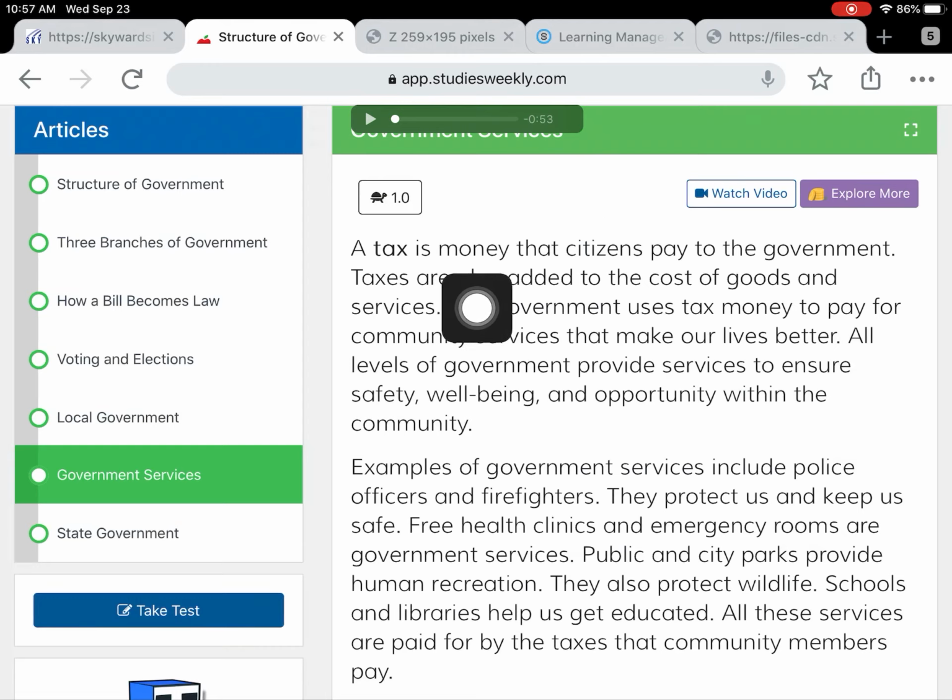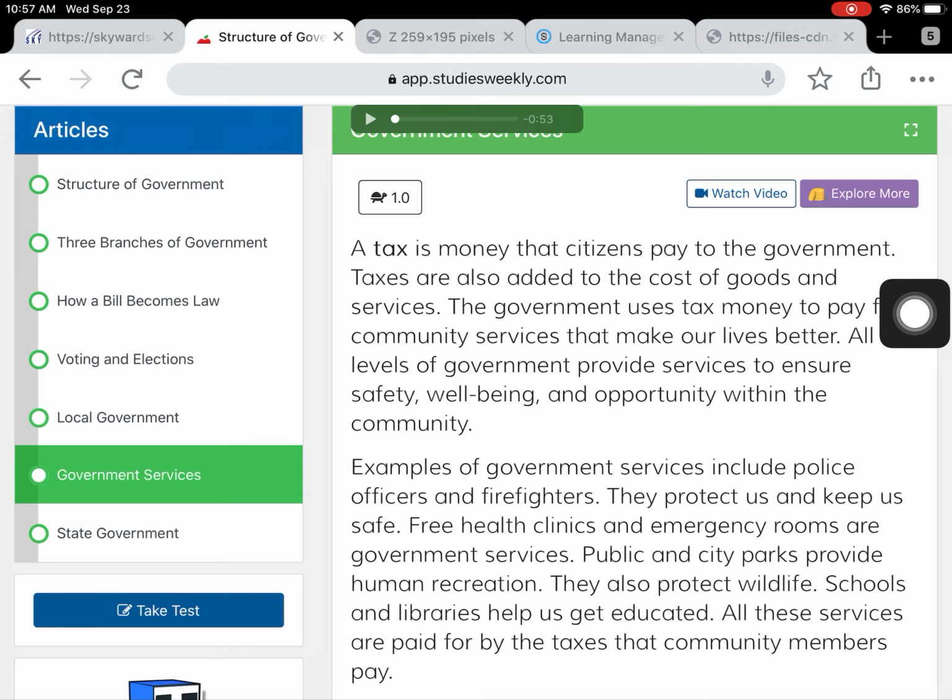Government services. A tax is money that citizens pay to the government. Taxes are also added to the cost of goods and services. The government uses tax money to pay for community services that make our lives better. All levels of government provide services to ensure the safety, well-being, and opportunity within the community.